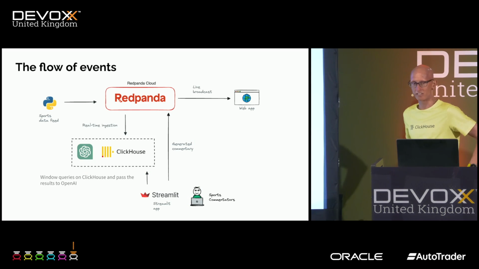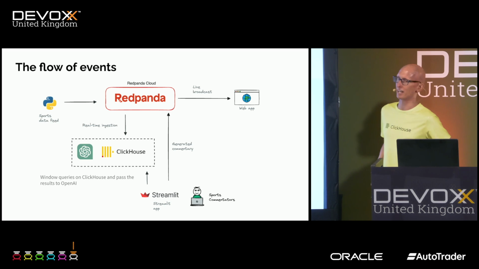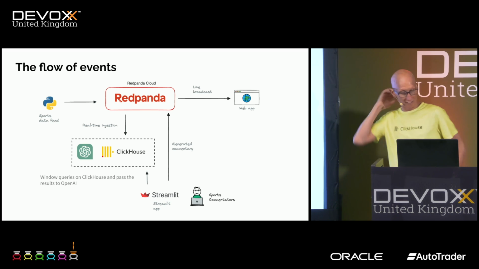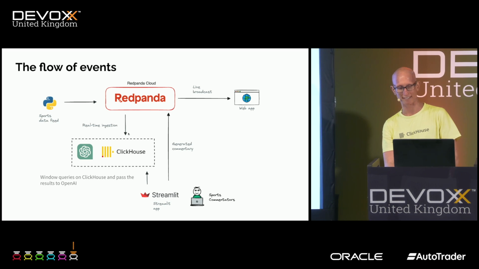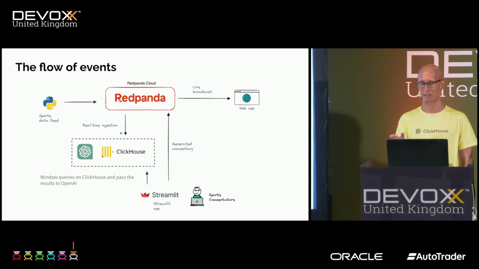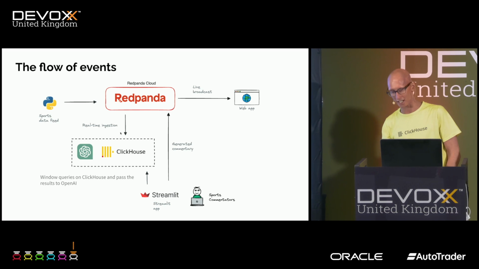So remember, DUNITH showed us this picture with the flow of events right at the beginning. So what we've done so far, we started over here, remember, with our sports data feed. We got that into Redpanda. We then real-time ingested it into ClickHouse, and that's as far as we've got so far.